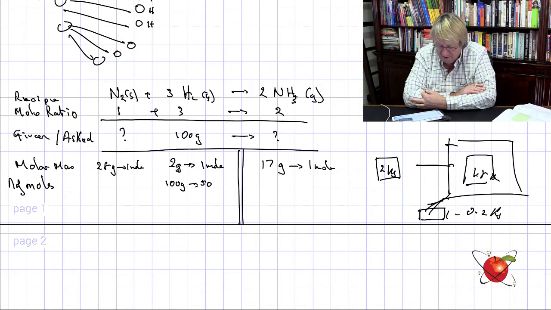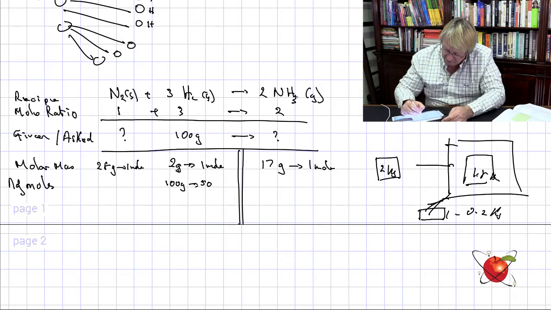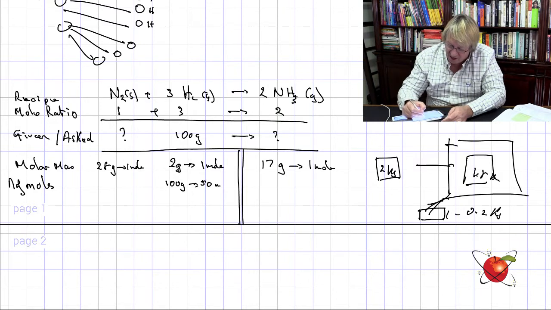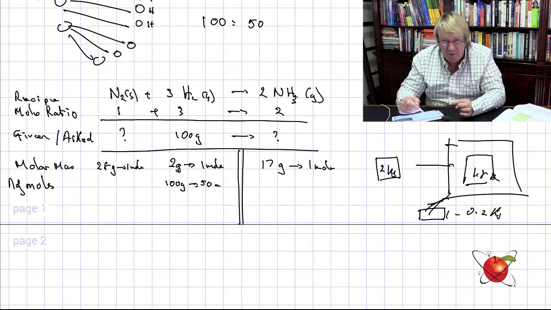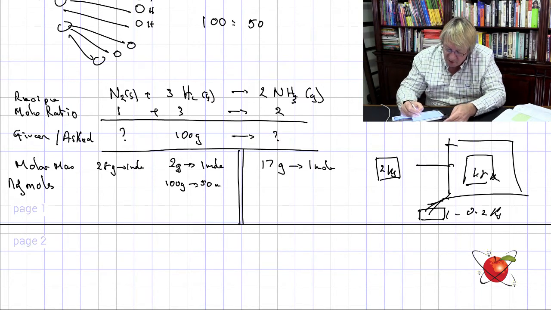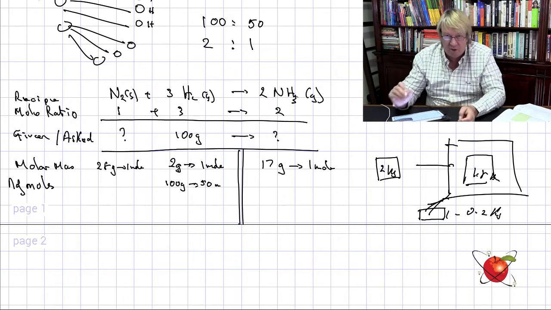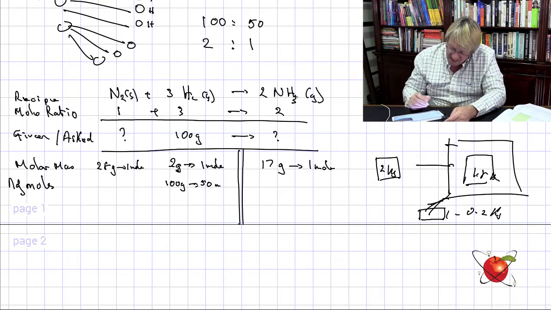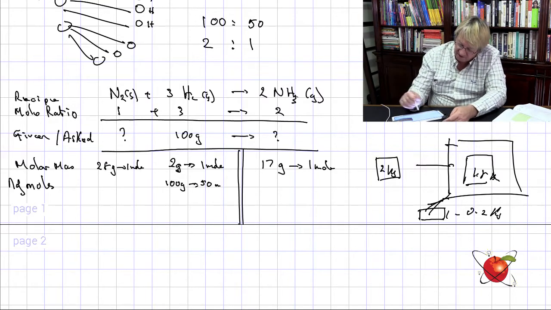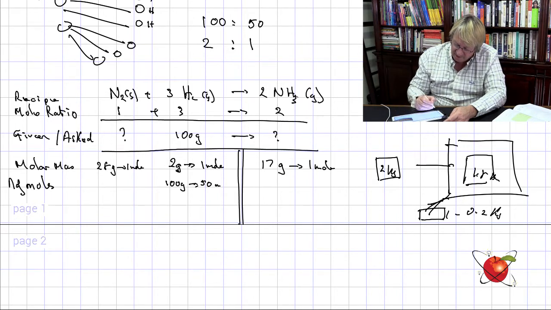Everybody happy with that? Okay. So let's check the ratio. I've got here 100 as to 50. How do we get the ratios? We get them to the smallest possible. We divide both sides by 50. 1 as to 2. There's my mole ratio. 2 as to 1. Now we say, okie dokie. At this point here, we apply a recipe.